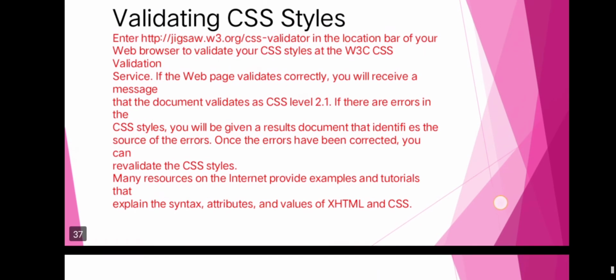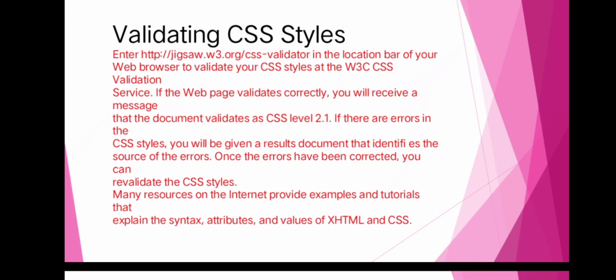Validating CSS style: just enter the link validator in the location bar of your web browser to validate your CSS style at the W3C CSS validation service. If the web page validates correctly, you will receive a message that the document validates as CSS level 2.2. If there are errors in the CSS style, you will be given a result document that identifies the source of the errors. Once the errors have been corrected, you can revalidate the CSS style.